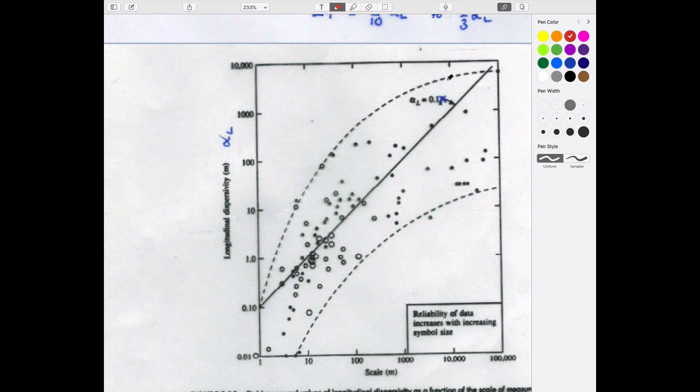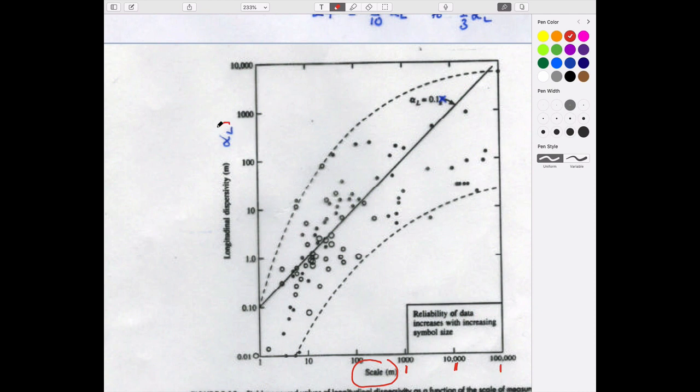And what is plotted here is that on the bottom axis it has the scale of the measurement. So you can think of this as being the size of the plume. And it goes from 1 kilometer to 10 kilometers to 100 kilometers. Big regional sized plumes that have been happening over geological time.